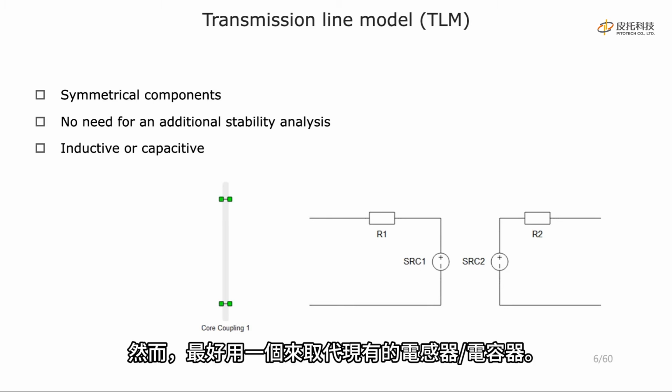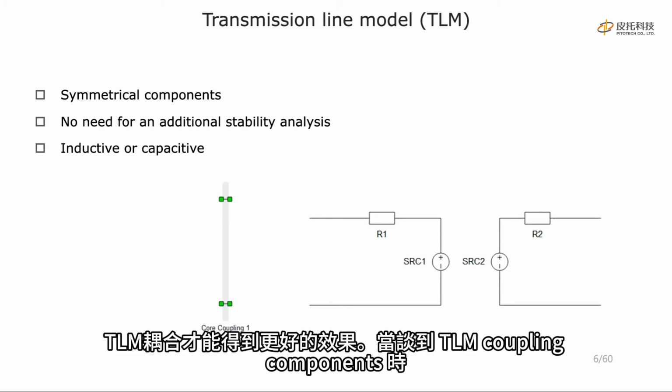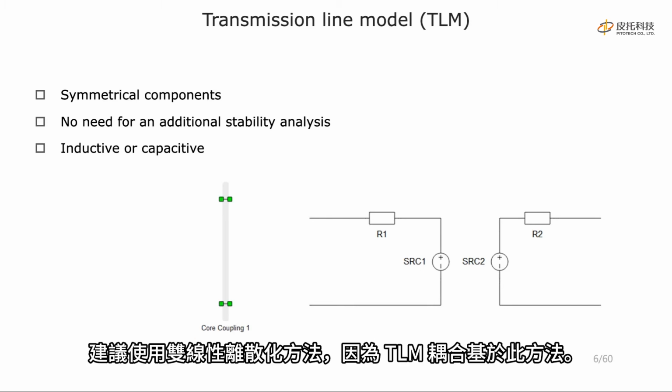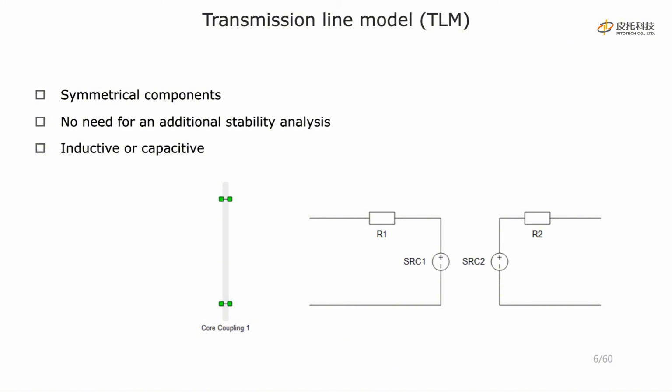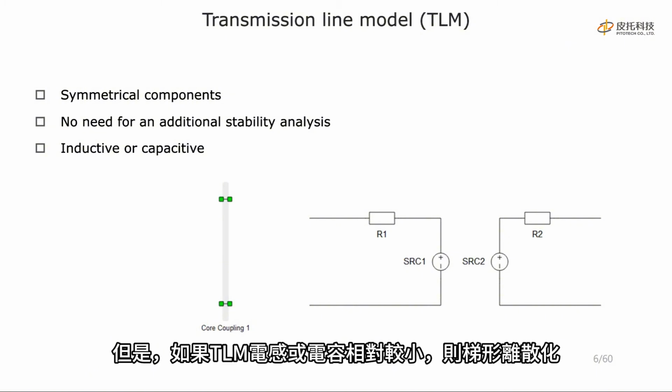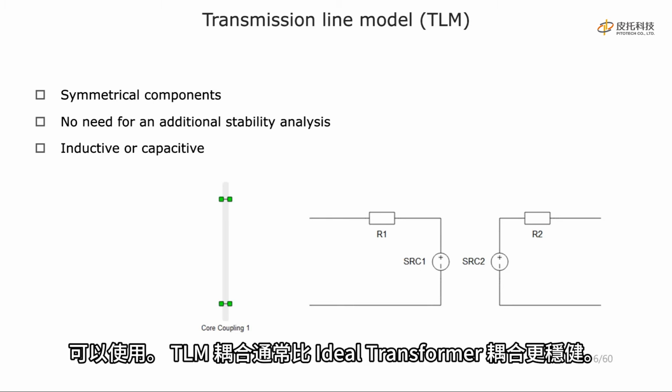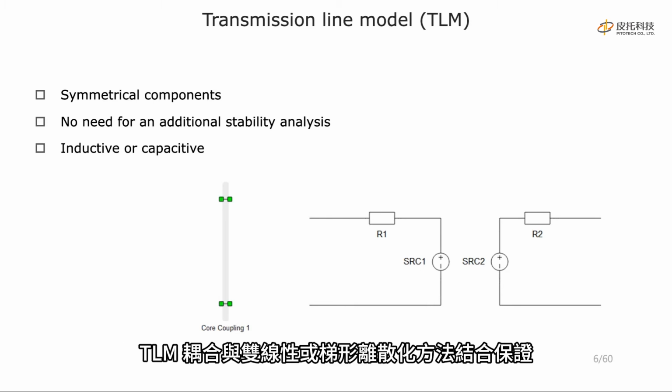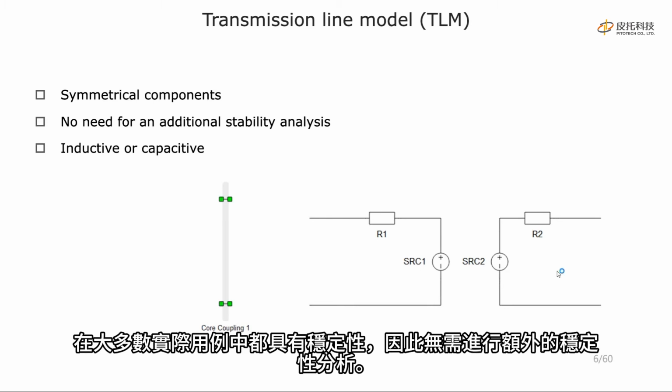However, it is better to replace an existing inductor or capacitor with a TLM coupling in order to get better results. When it comes to TLM coupling components, the bilinear discretization method is recommended since TLM coupling is based on this approach. But if the TLM inductance or capacitance is relatively small, trapezoidal discretization can be used. TLM coupling is in general more robust than ideal transformer coupling. TLM coupling in combination with a bilinear or trapezoidal discretization method guarantees stability in most practical use cases, so there is no need for an additional stability analysis.